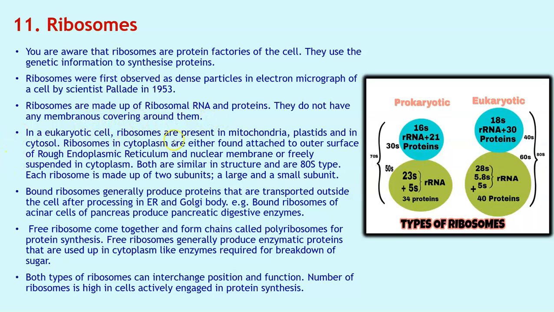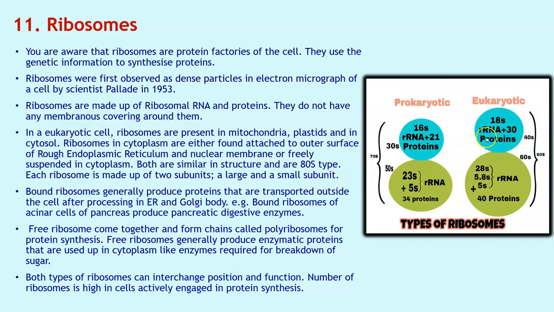In eukaryotic cells, the ribosomes are present in mitochondria, plastids, and in the cytosol. Ribosomes in the cytoplasm are either found attached to the outer surface of the rough endoplasmic reticulum and the nuclear membrane or freely suspended in the cytoplasm. Both are similar in structure and are 80S type. Each ribosome is made up of two subunits, a larger subunit and a smaller subunit.